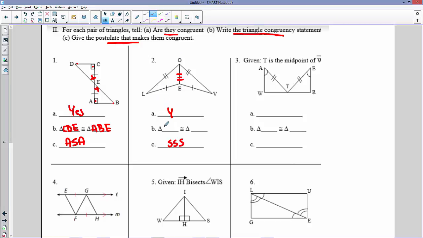Left triangle in alphabetical order is ELO, Electric Light Orchestra. You can ask your parents about that band.